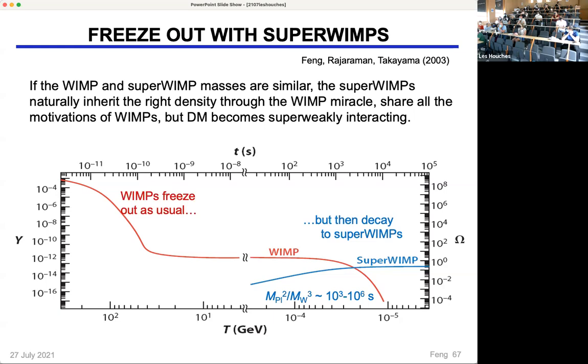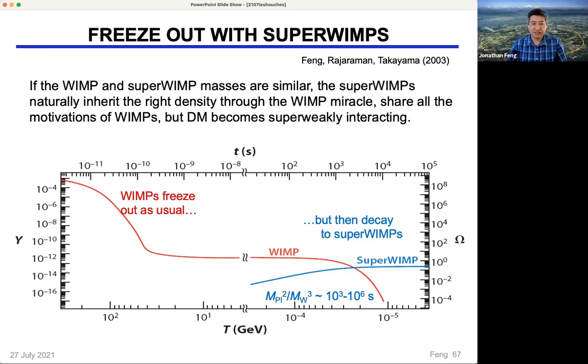And you say at the top that the WIMP and the super WIMP have similar masses. So I guess I'm wondering how we're getting warm dark matter from this. I mean, if I have my WIMP decaying into a super WIMP, wouldn't it be moving at approximately the same speed as my WIMP?